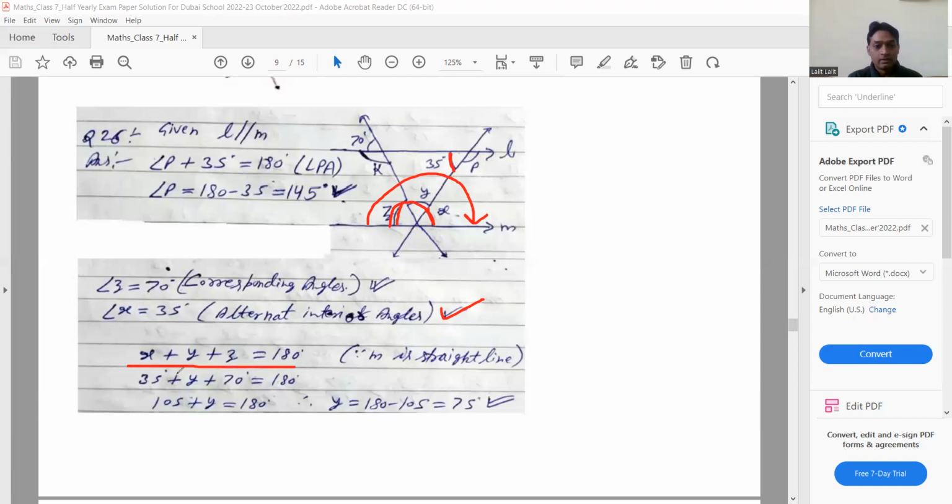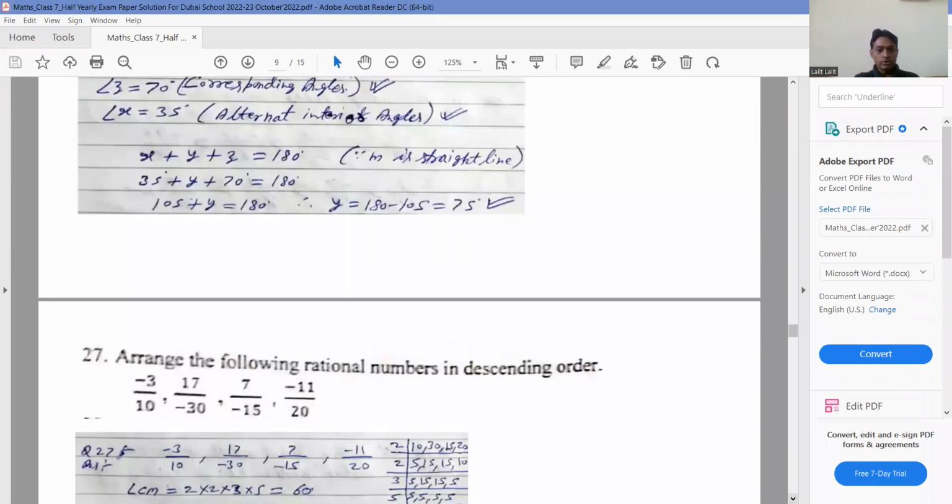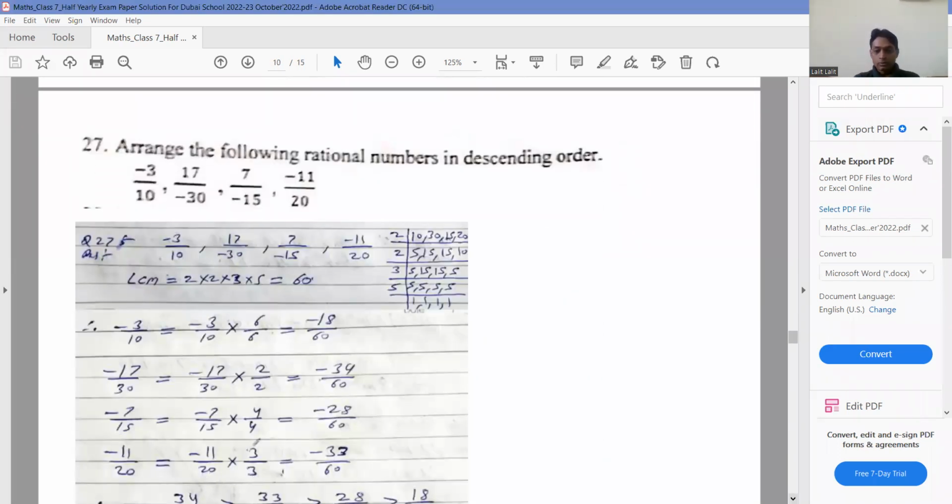Now put the value of Z, which is 70 degrees, and the value of X, which is 35, and we can find Y. So 105 plus Y is equal to 180. Using the transposing technique, Y is equal to 180 minus 105, which is 75. So now you have all the values of P, X, Y, and Z. Correct? So this is question 26.